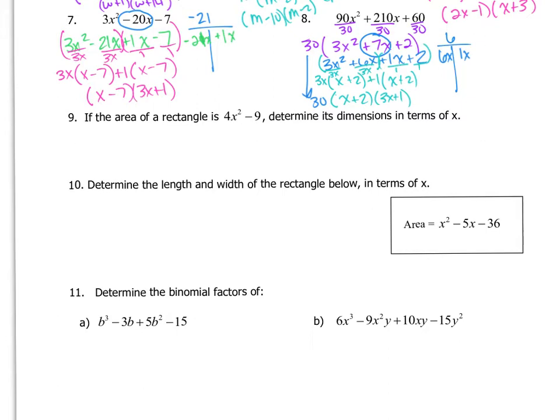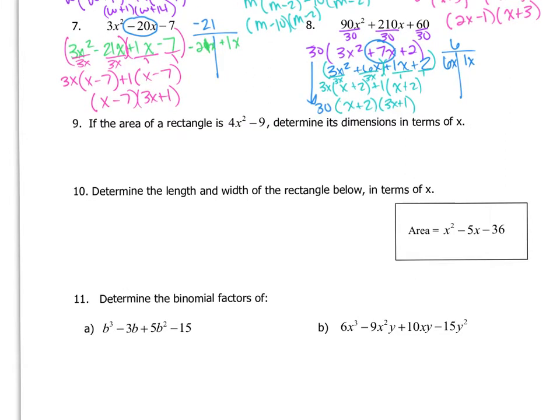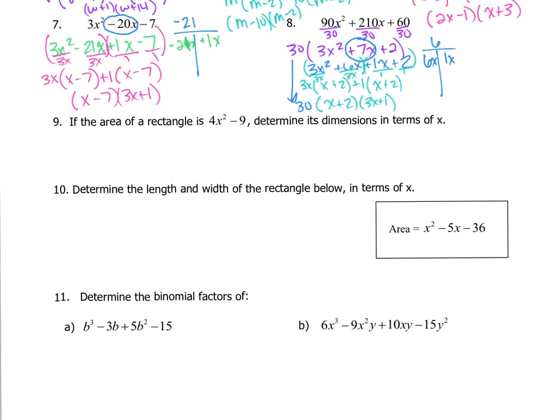On number 9, it says the area of a rectangle is 4x squared minus 9. Determine the dimensions in terms of x. Well, the only way we can split up the 4x squared minus 9 is to factor. So in this case, you need to recognize that it is a difference of squares. There is no GCF in a difference of squares. You can go ahead and write your two sets of parentheses. And then you take the square root of the first term, which is just going to be 2x. Square root of the second term, which is 3. Square root of 9 is 3. You put a plus and you put a minus. Those would be the dimensions. It really doesn't matter which one you call the length and which one you call the width.